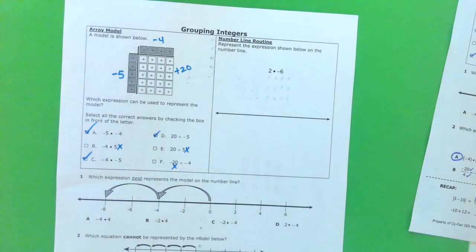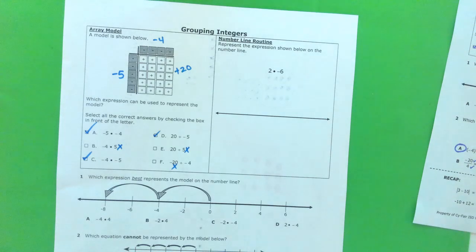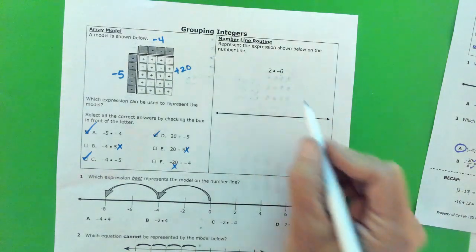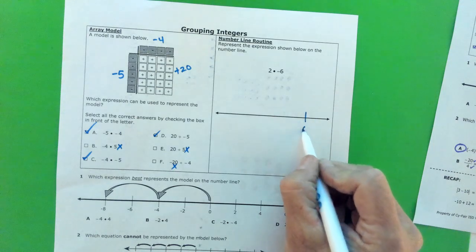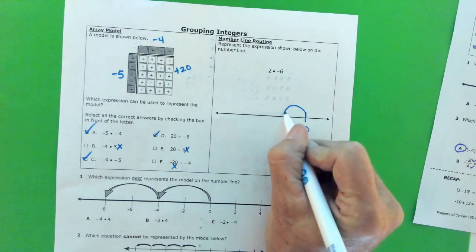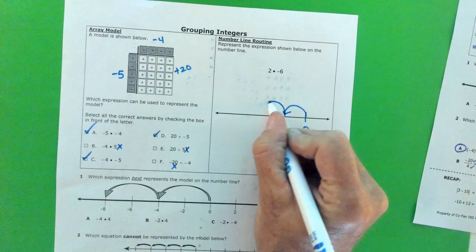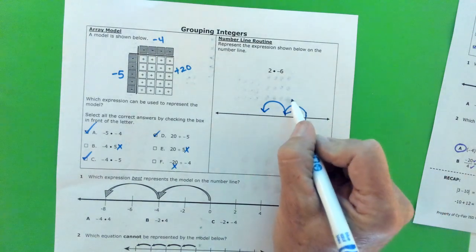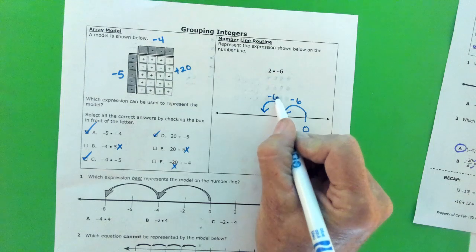All right, moving over to a number line. Represent each expression shown below on the number line. Okay, well, they didn't give us any numbers. I can make up the numbers. So if I'm doing two groups and negative 6 in each group, I'm going to put my 0 over here. I'm going to make two hops, 1, 2, because it's going to go in a negative direction, and I'm going to go back 6 each time.